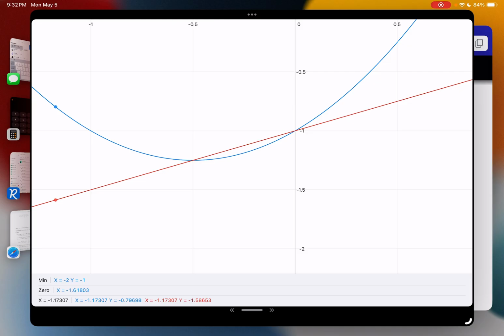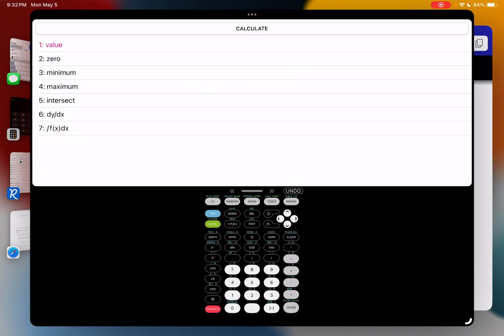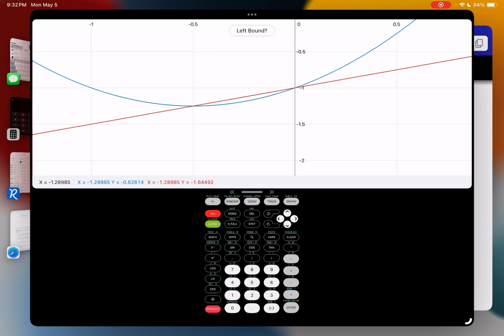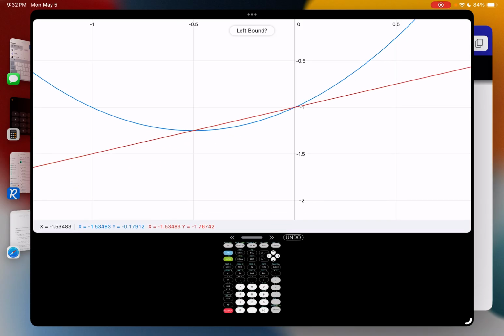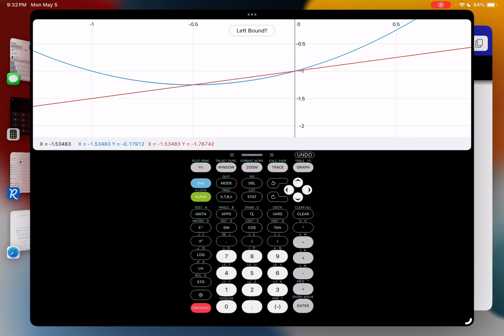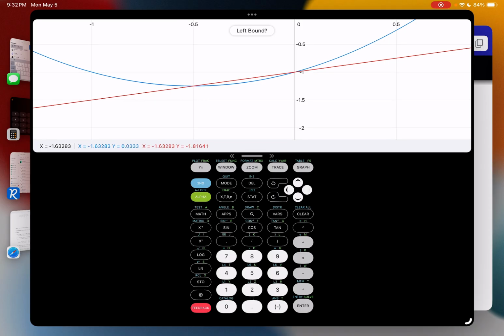So where do they intersect? Well, we can do second trace, and we can do option 5. Everybody see it? It's right here. Option 5, intersect. So I went second trace and chose option 5. Then I can move my cursor. It's really hard to see where it is right now. At the bottom of the screen, it tells me where it's at. Looks like I'm going the wrong way, so come positive. There it is.